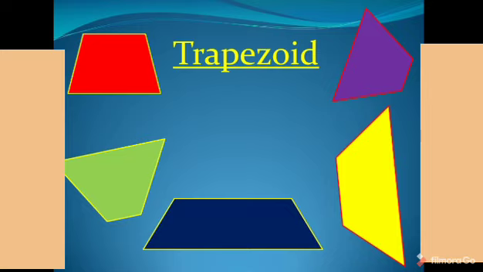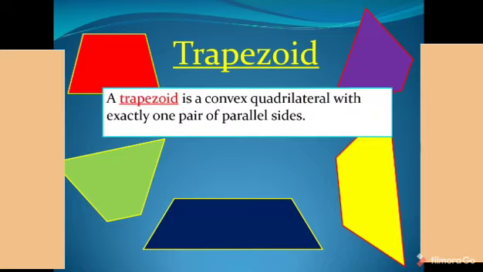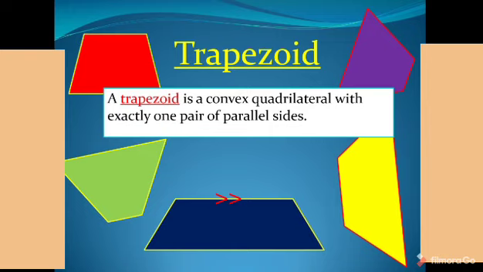Now it says that trapezoids are unique. In what way do trapezoids become unique? Based on these illustrations, a trapezoid is a convex quadrilateral with exactly one pair of parallel sides. Just like in that illustration, this side is parallel to that side.